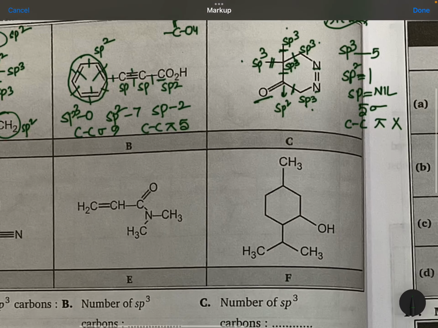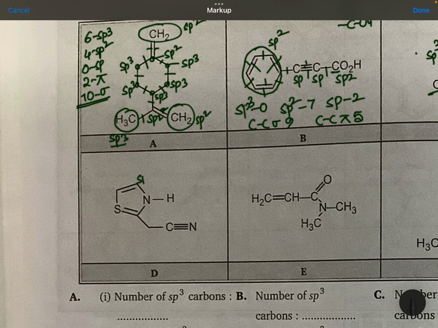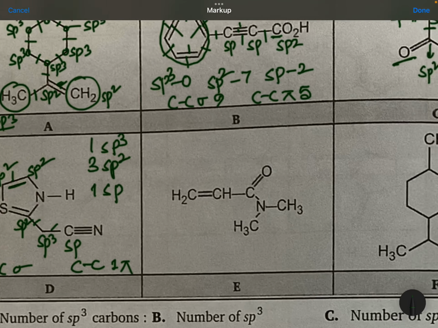Done. Coming to question number D. Here this is sp2 carbon, it is again sp2 carbon, this is sp2 carbon, this is sp3 carbon, this is sp carbon. 1 sp3, 3 sp2, 1 sp, correct na? So this is 1 sigma bond, carbon-carbon only is asking. This is 1, this is 1. 3 carbon-carbon sigma bonds. Carbon-carbon pi bonds is asking. This is 1 pi bond. That's all. Carbon-carbon only 1 pi bond. Don't confuse.